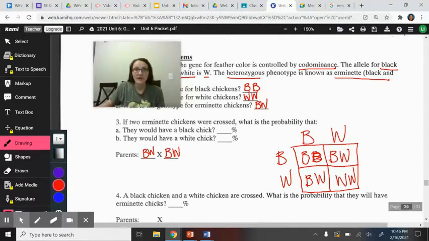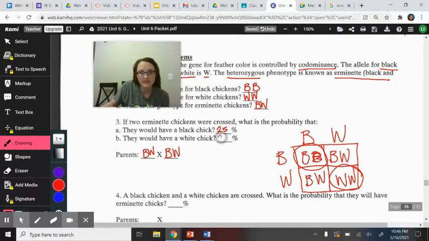There we go. Okay, what's the percentage they would have a black chick? So this one is black, so it looks like 25%. And then they would have a white chick, so there's the white chick, and that would be 25%. So two of those checkerboard erminette chickens, if they mated together, could still have 25% of their nest be black, 25% of their nest be white chickens, and then 50% of their nest is likely to be that checkerboard cool pattern. Okay, that's pretty much it for these concepts.